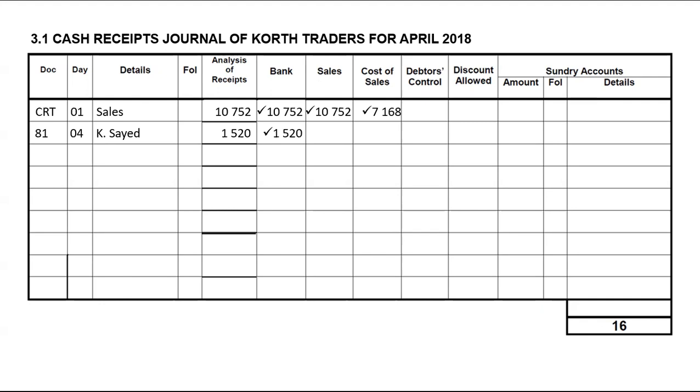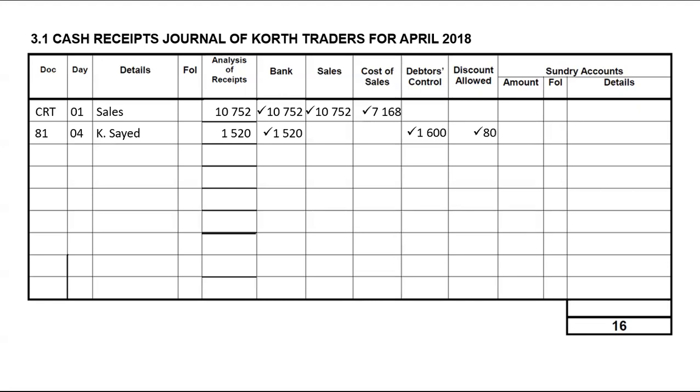Now, how much was our debtor owing us? Under debtors control, if it's not split, like it's not split in this case, you will put in the total amount that the debtor was owing us. The debtor was owing us 1,600, of which 80 rand was a discount because we only received 1,520. So we allowed the debtor a discount of 80 rand.